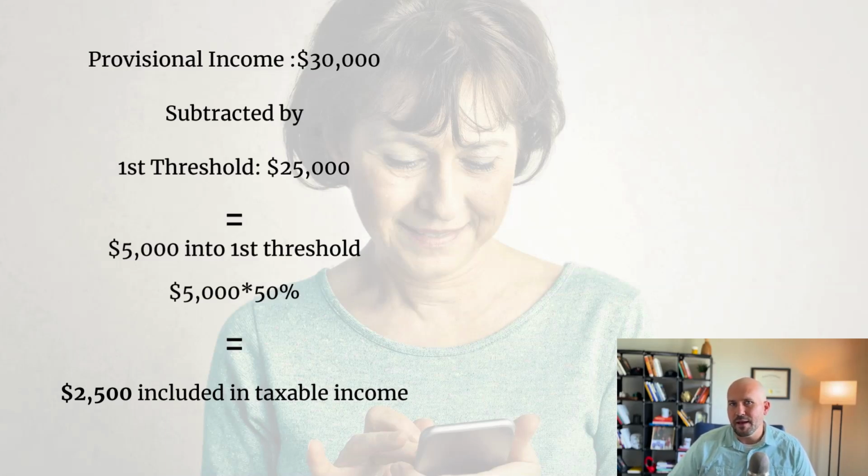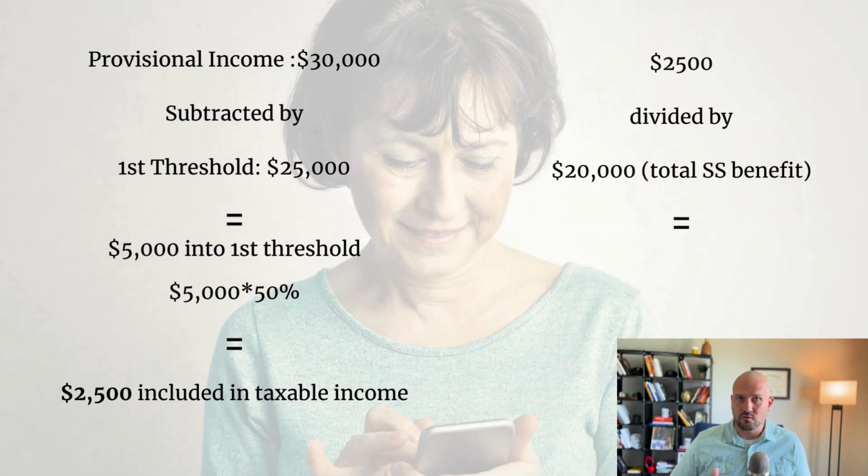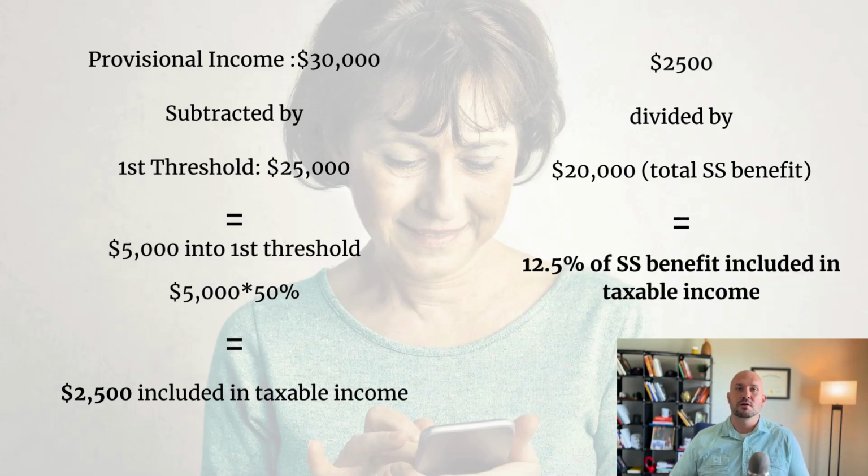So when we actually do the math on this, what we find is $2,500 of the benefit is actually included in taxable income. We take that $2,500 and divide it by 20,000. That's 12.5% of the Social Security benefits included in the taxable income.